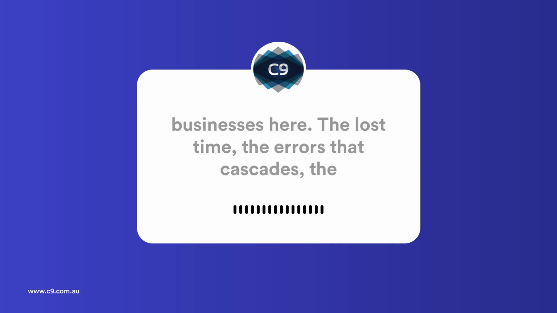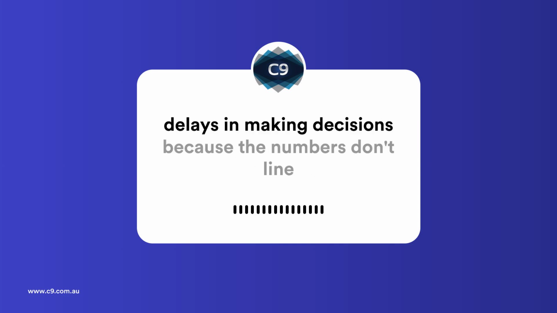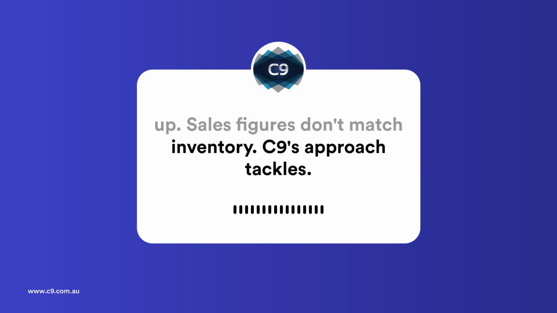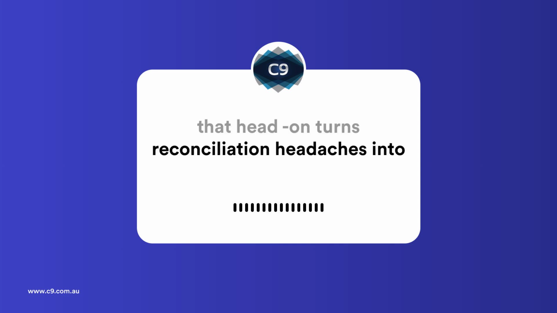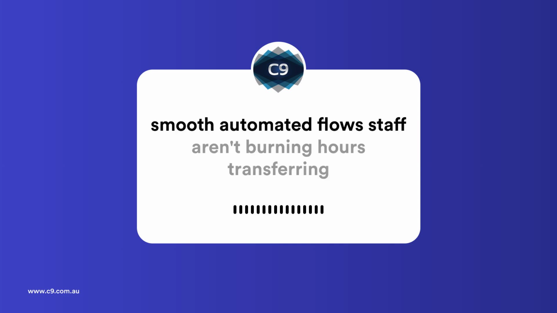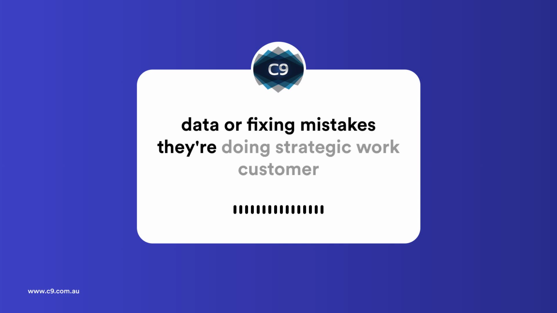The lost time, the errors that cascade, the delays in making decisions because the numbers don't line up, sales figures don't match inventory. C9's approach tackles that head-on, turns reconciliation headaches into smooth, automated flows. Staff aren't burning hours transferring data or fixing mistakes. They're doing strategic work, customer-facing work.